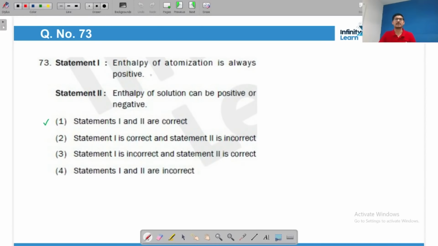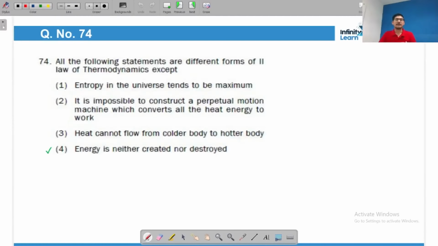Enthalpy of atomization is always positive, yes, because it involves the breaking of bonds. And enthalpy of solution can be positive or negative, depending upon the relative magnitudes of the enthalpy of hydration and the lattice enthalpy. So both statements are correct. All the following statements are different forms of the second law of thermodynamics except the fourth statement, because that is actually equivalent to the first law of thermodynamics, the law of conservation of energy.